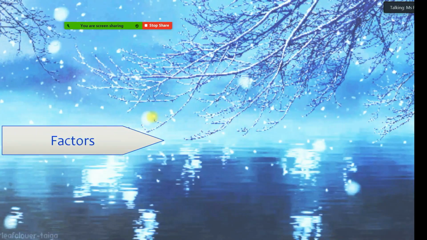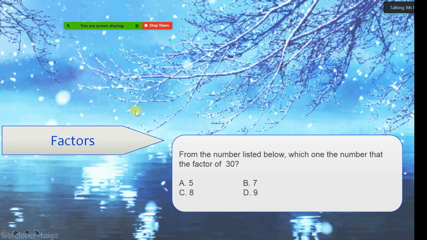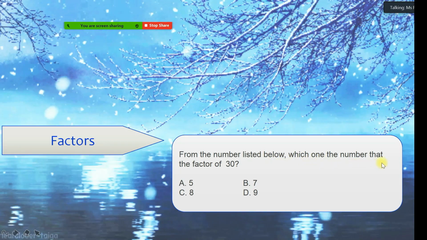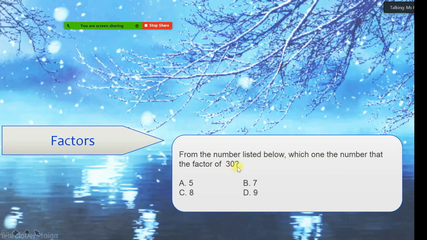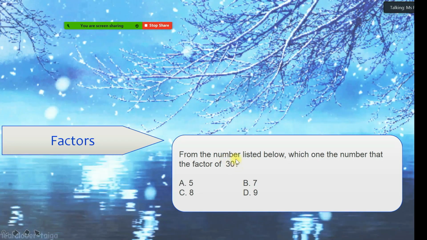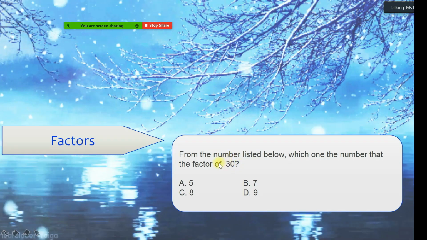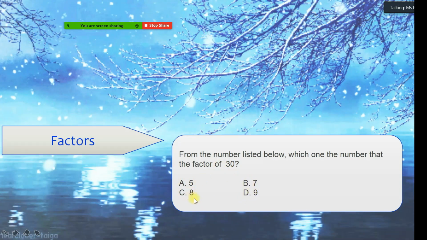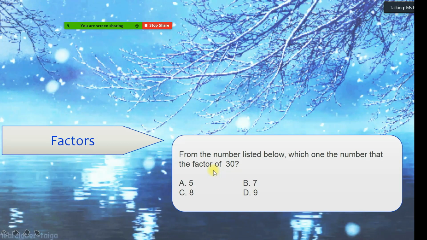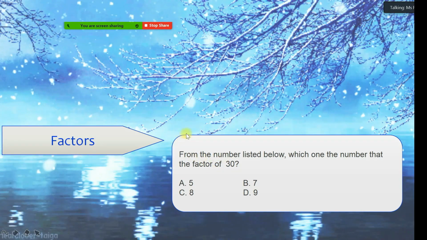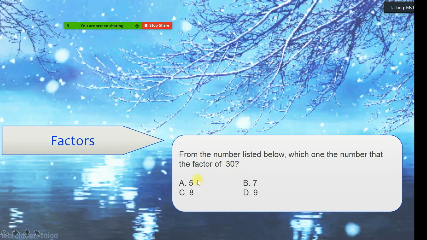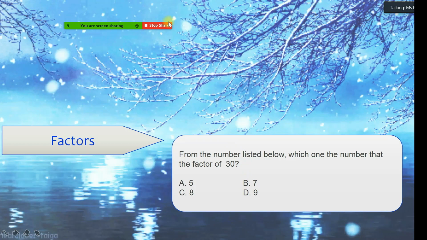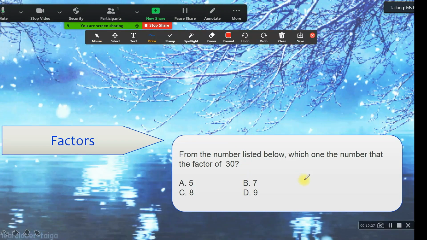Now the next, factors. For the example, from the numbers listed below, which one is a factor of 30? To find the factor of 30, you must divide. Which number divides 30? Is 30 divisible by 5 or no? Is 30 divisible by 8 or no? We can count it together.